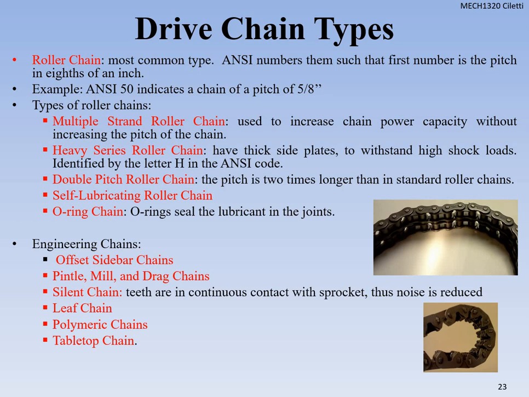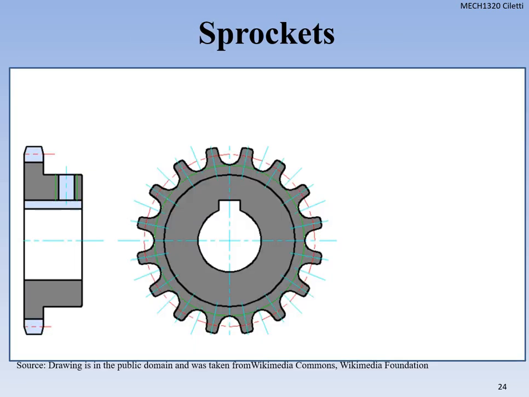Okay, so that seals the lubricant in the joints. That's what the O-ring does. We have different kinds of engineering chains, such as sidebar chains and pintle mill drag chains. If you clean up a field, or those of you that have horses, you make a nice arena, with the sand nice and flat, that sort of thing. There are also leaf chains, polymeric chains, tabletop chains, all kinds of different chains that you can look at.